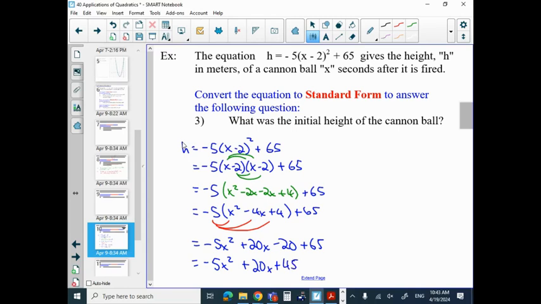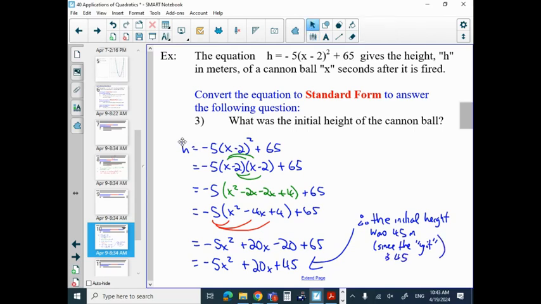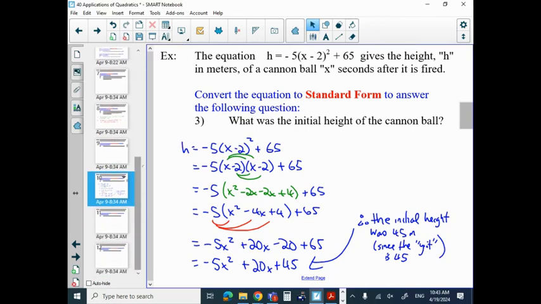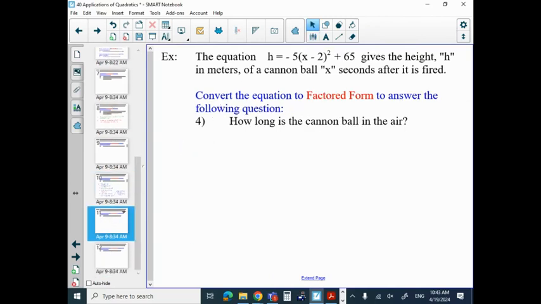Okay, so therefore you can see the initial height is or was, 45 meters, I think, right? Yeah, 45 meters. And again, we could say the so-called y-intercept visible from the standard form is 45. Okay, that's easy, hopefully. And then the last step here, convert to factored form to answer the question, how long was the ball in the air?